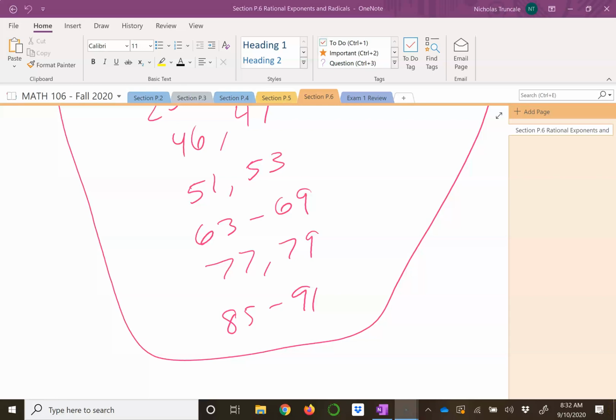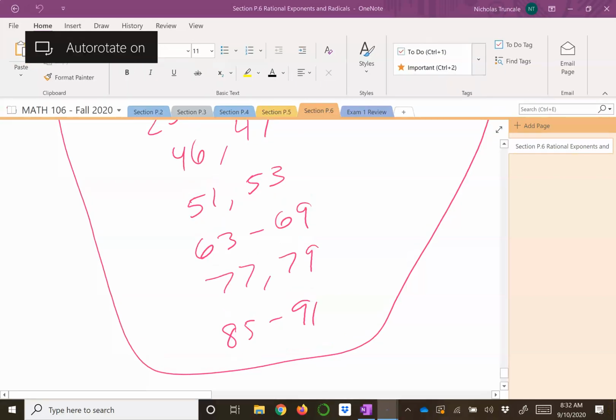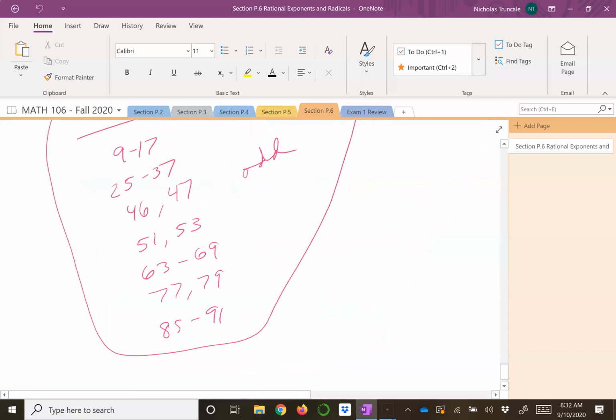Okay, so we had a little homework assignment from section P6. Out of these problems, do you need me to do any? Any questions on any of the P6 homework problems? Anybody? Everyone's good with square roots and exponents? We're okay there? Rationalizing denominators? Okie doke.